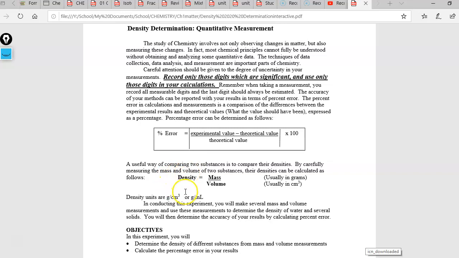Once you're done, you will have to calculate the density of part A and part B using mass divided by volume. So in part A, you're finding the density of water. So take the mass of water divided by the volume. For part B, you're finding the density of the zinc. Take the mass of the nails divided by the volume of the nails, and you should have your answer.